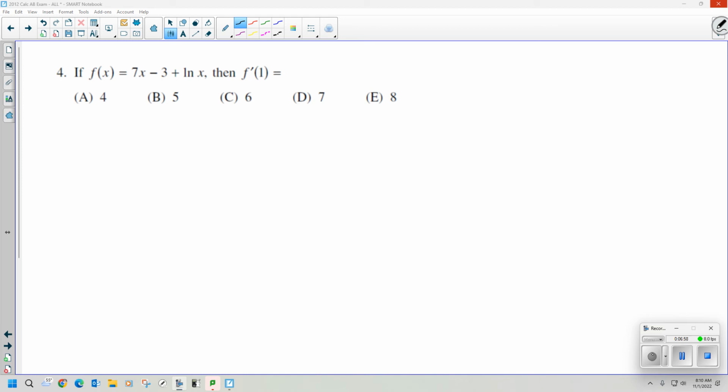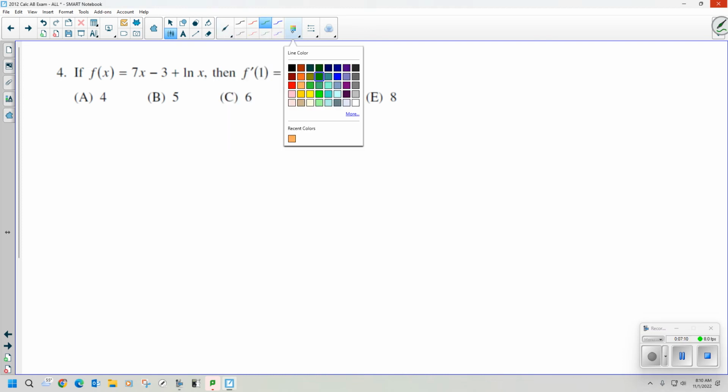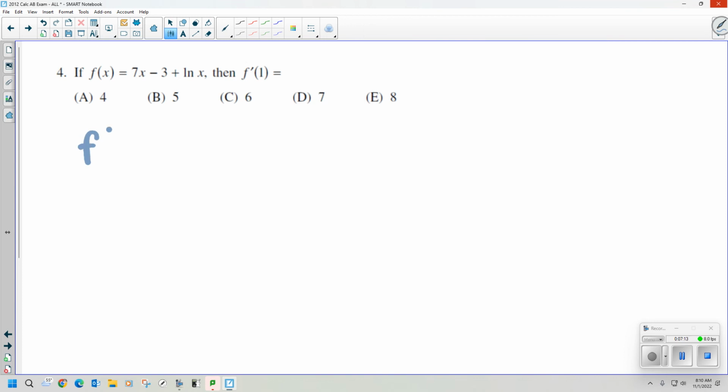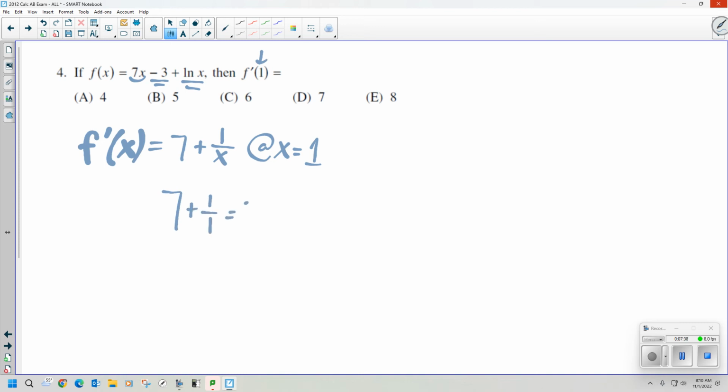Number 4 reads, if f of x equals 7x minus 3 plus ln of x, then f prime of 1 is. Let's first find f prime. The derivative of 7x is 7. The derivative of 3 is 0. Plus, the derivative of ln of x is 1 over x. I want this at a value where x is 1. That's what this is telling me. Well, 7 plus 1 over 1, that's 7 plus 1.